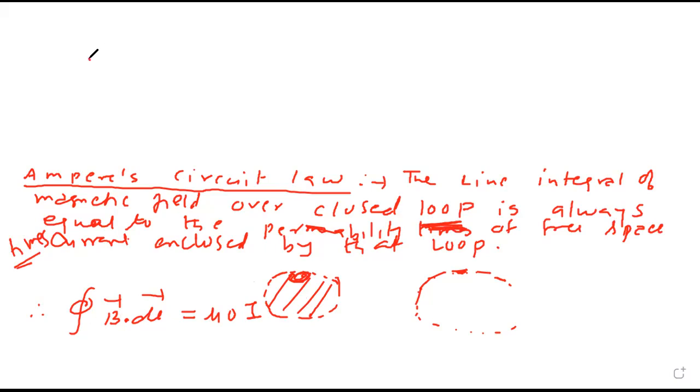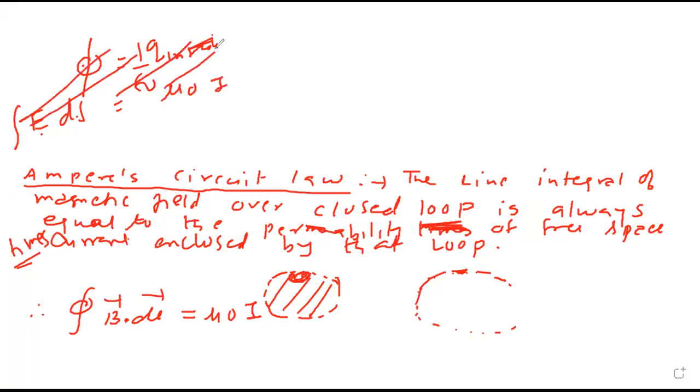If it is Gauss's theorem, then flux is equal to 1 upon epsilon naught times the charge inside, and flux is nothing but E into ds. So the integral of E ds becomes B dl, 1 upon epsilon naught becomes mu naught, and charge becomes current. So actually it is similar to Gauss's theorem. Just like this statement, sometimes they will give a question: which one of the following represents Ampere's circuital law.